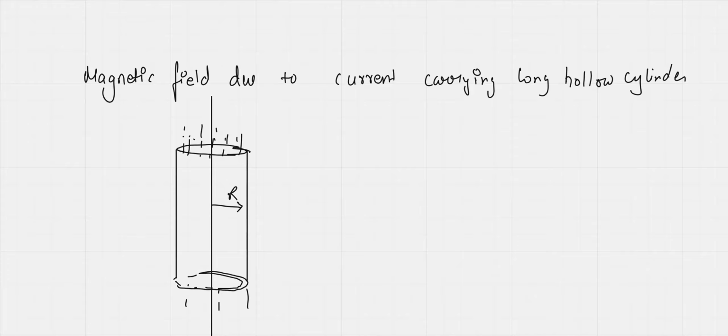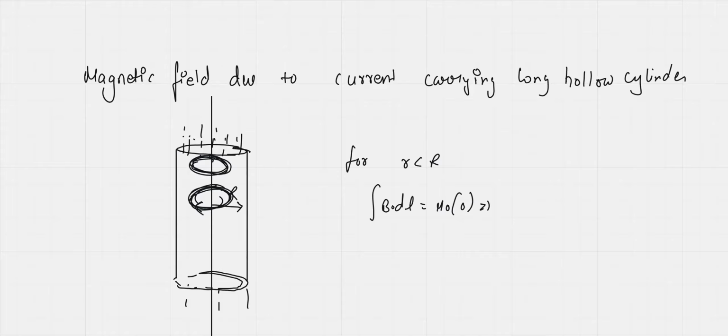So there are two cases. What is the magnetic field inside it? Basically, if I take this as a loop, then if you see carefully, for r less than R, you can't have any loop enclosing current. If you take any loop inside, there's no current inside. So you can simply say B dot dl is equal to mu naught times 0, which results in magnetic field 0. Inside, the magnetic field is 0.